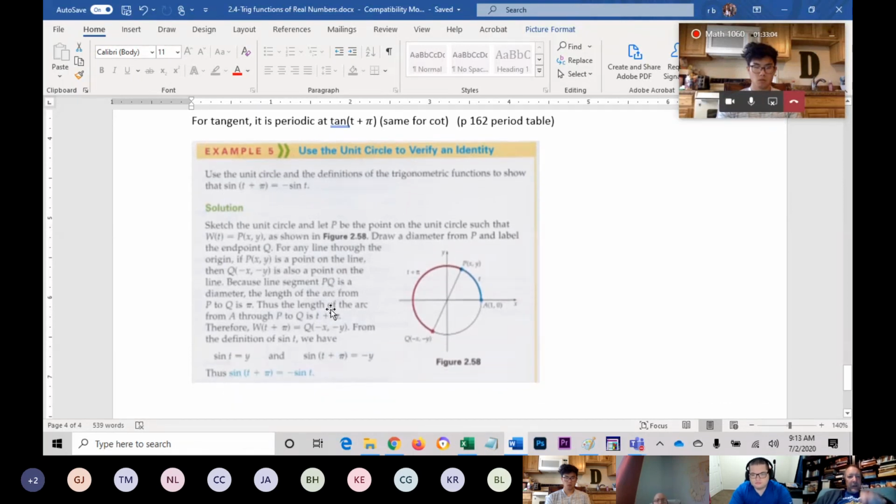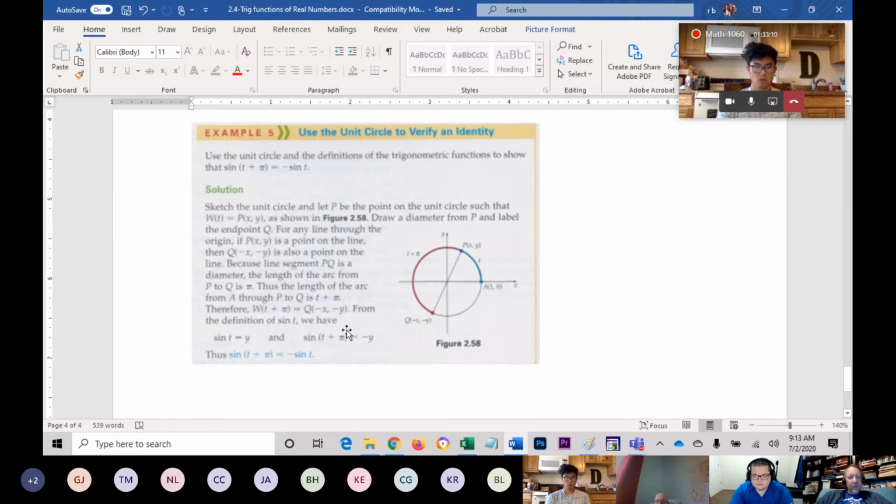Example 5 gives a little bit more information on that. Let's sketch the unit circle and let P be a point on the unit circle. If I take a point P(x, y) and draw a diameter, that gives you the endpoint Q on the unit circle. For every point (x, y), the point Q at (minus x, minus y) is also on the line. And because it's the diameter, the length of the arc is pi. We're using the unit circle, so this arc length is the same as the diameter.